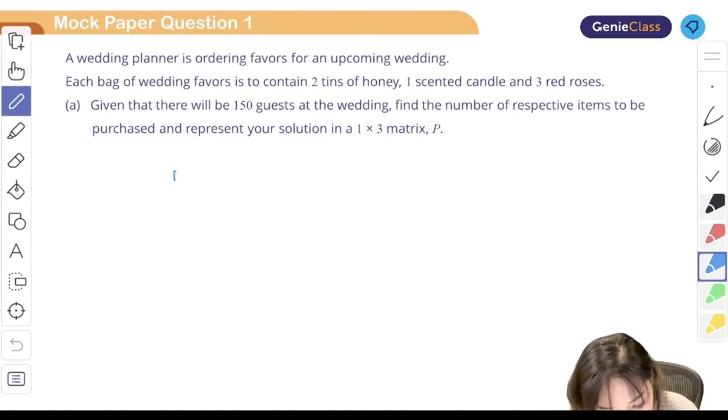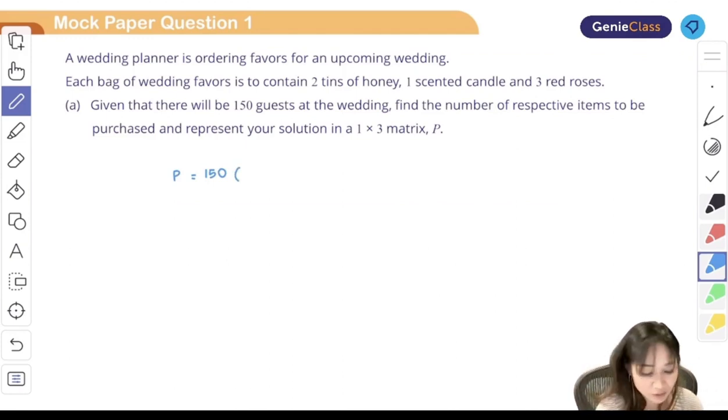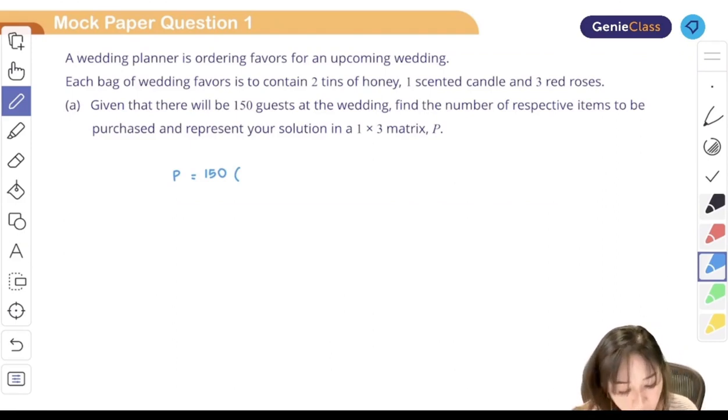So first we need a row matrix, right? So we have 150 bags, and in each bag we have 3 items, right? We have 2 tins of honey, 1 scented candle, and 3 red roses. So in this case, 1 by 3.